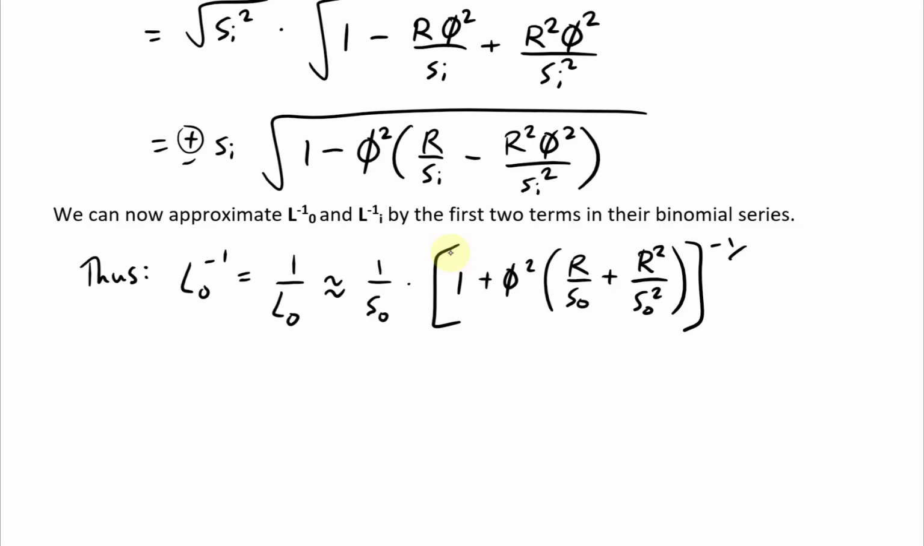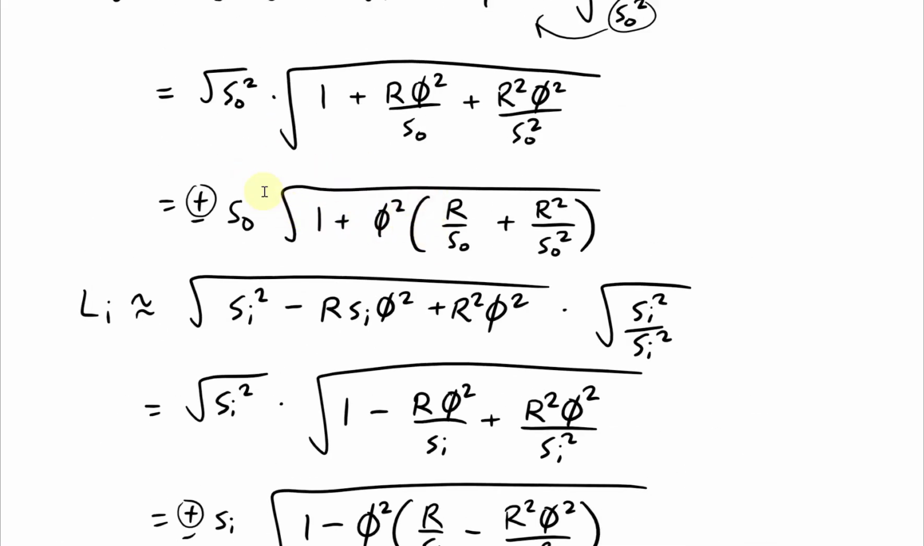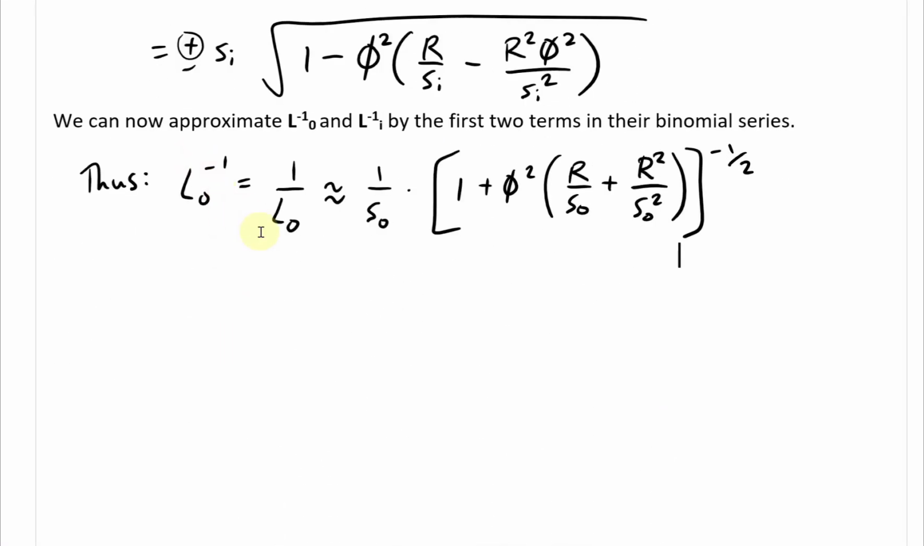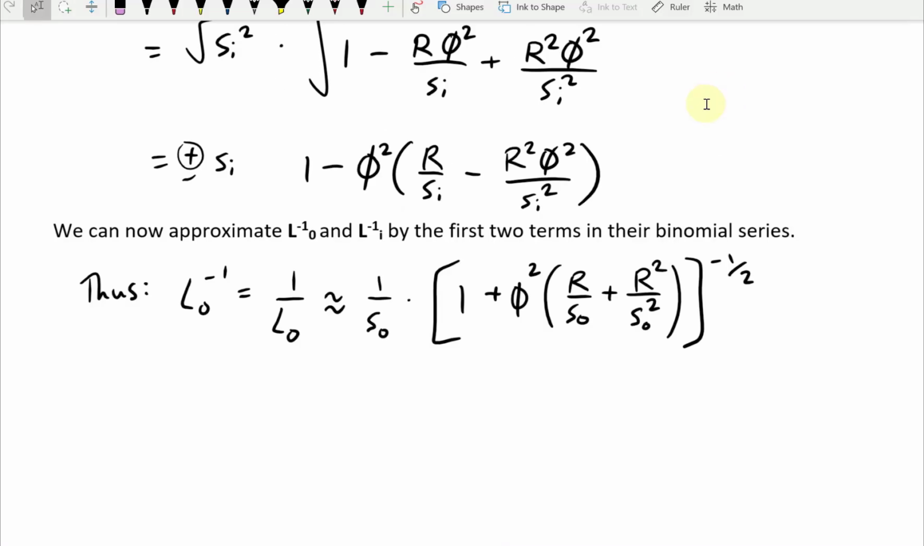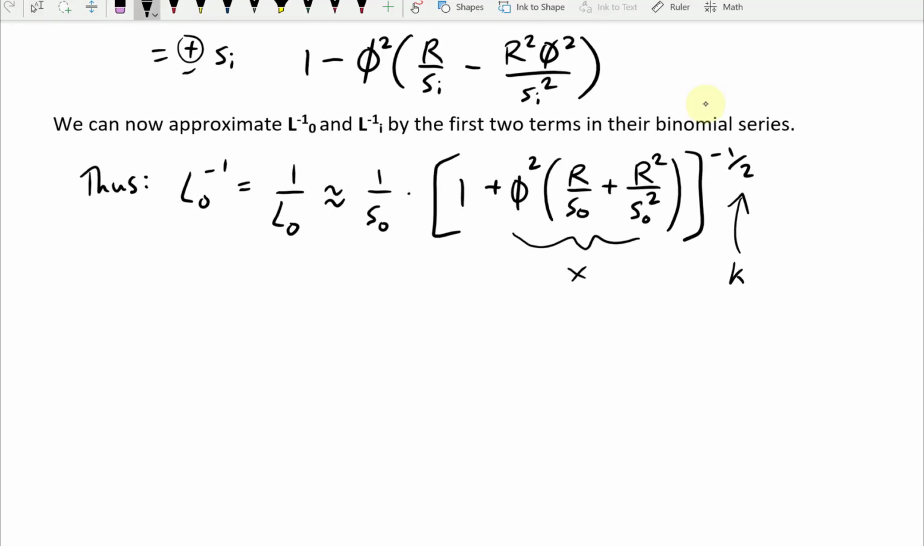This is going to be negative 1/2, because instead of a square root, it's going to be a negative square root, because you're dividing this into 1. So 1 divided by that, you just flip it upside down. So now this is going to be our new x, and this is going to be our new k. So now we can use the binomial approximation. This is approximately equal to 1 over S naught, and now replace this with our 1 plus kx.